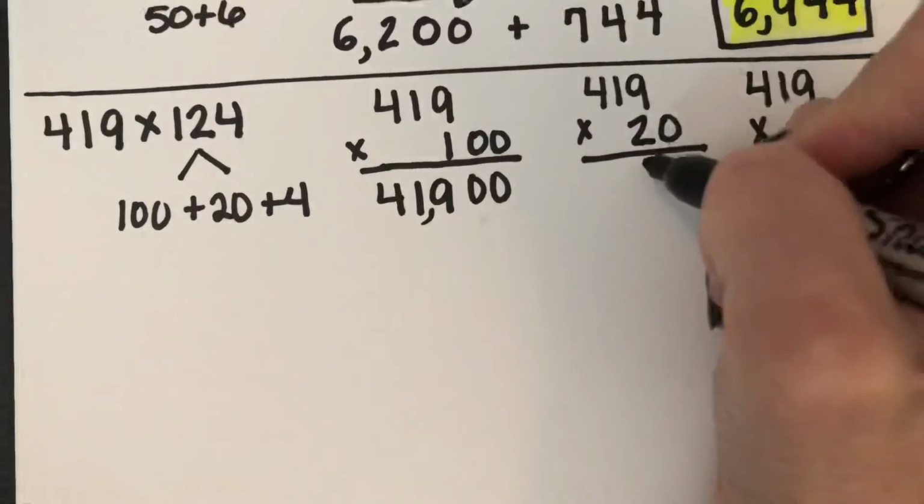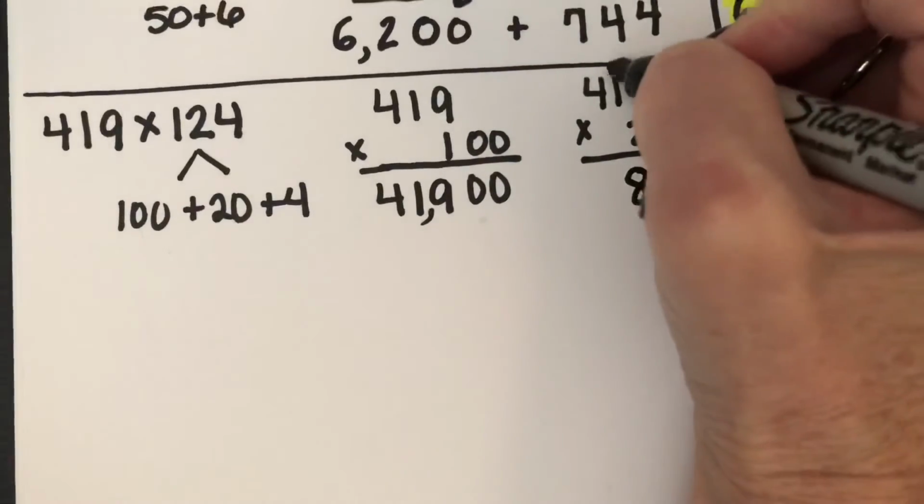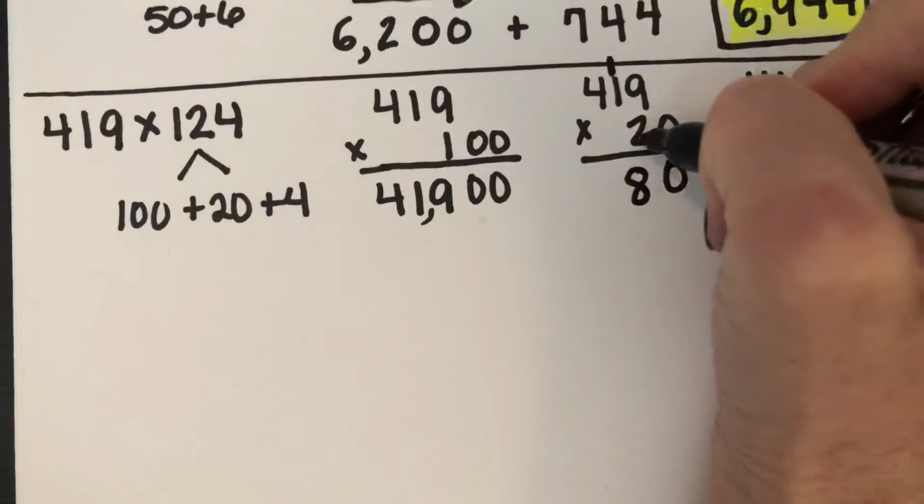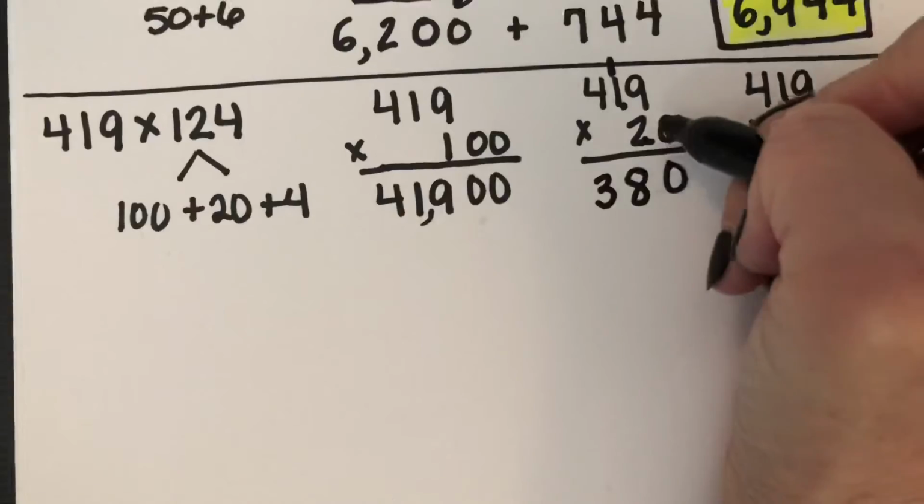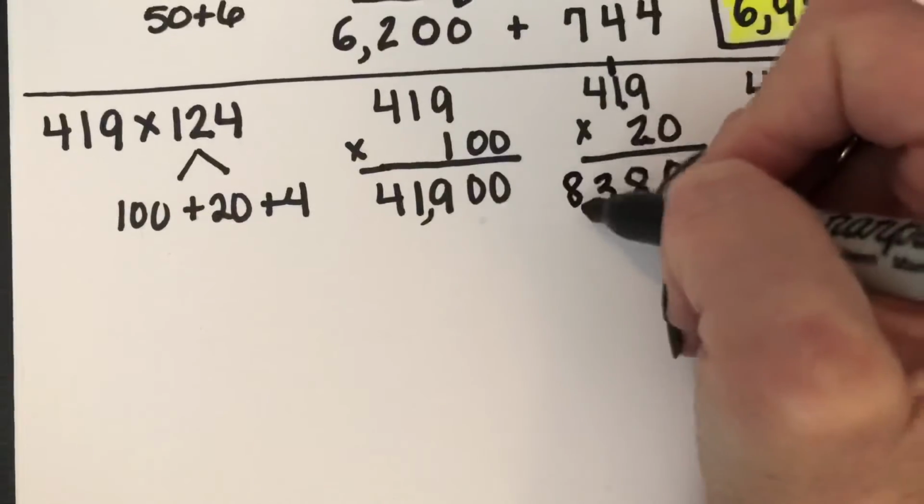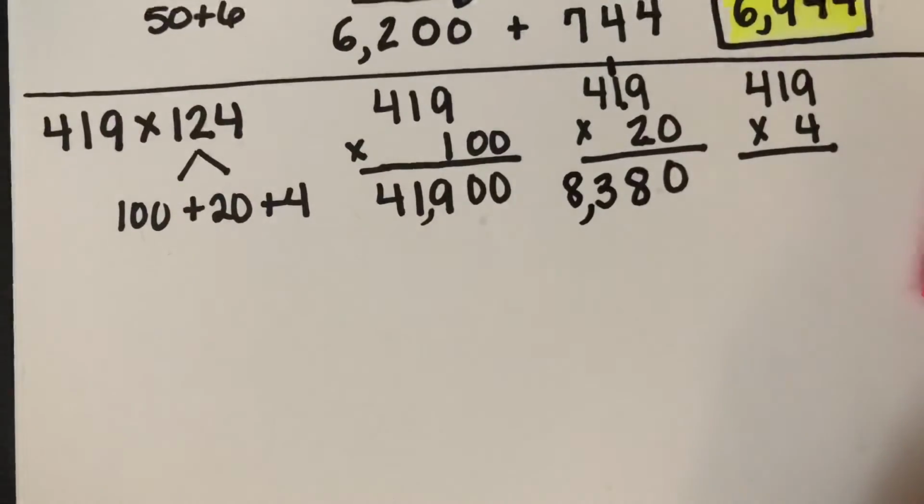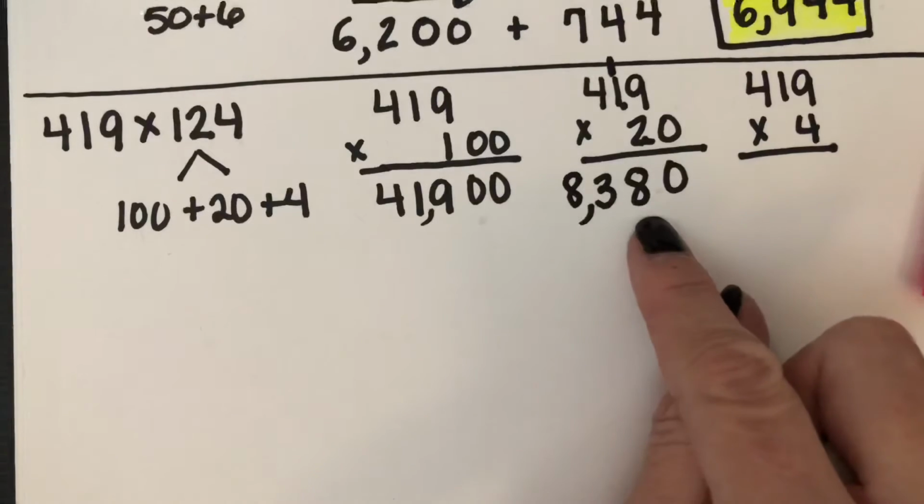So 2 times 9 is 18. I'm going to carry my 1 up here. 2 times 1 is 2, plus 1 is 3. And 2 times 4 is 8. So I go over 3 spaces, put my comma. So now I have 8,380.